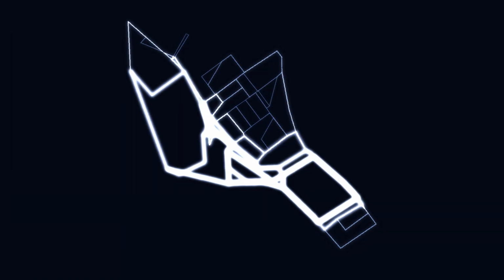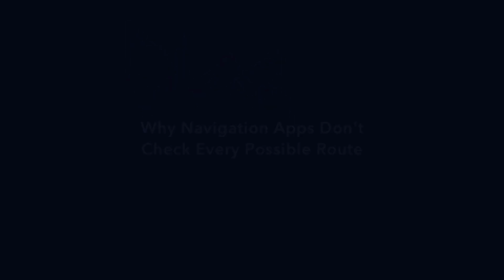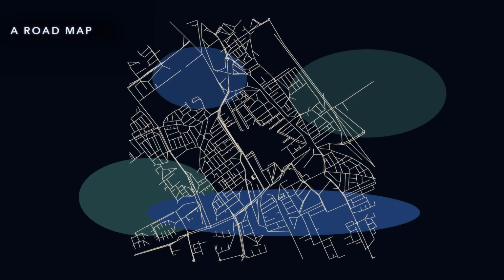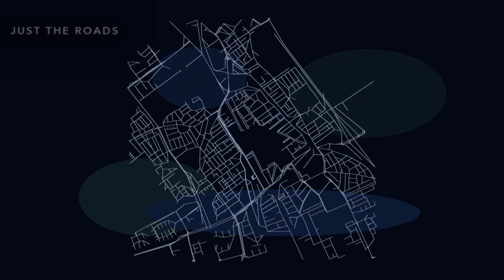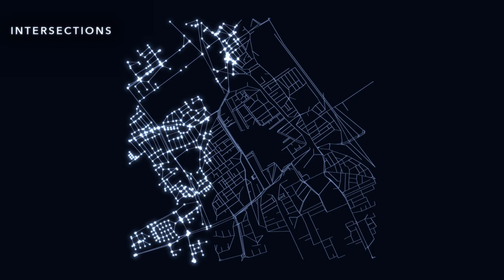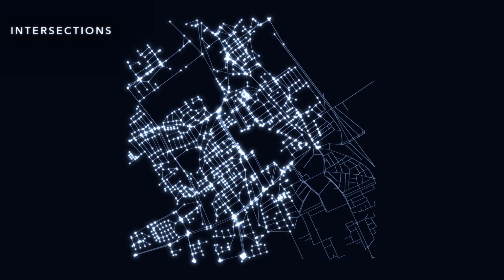So navigation apps do something much smarter. Let me show you what's actually happening in that 1 second. First, the app has to turn the real world into something a computer can think about. So it strips the map down. It throws away the buildings, the parks, the street names. It keeps 2 things. Every place where roads meet, every intersection becomes a dot.